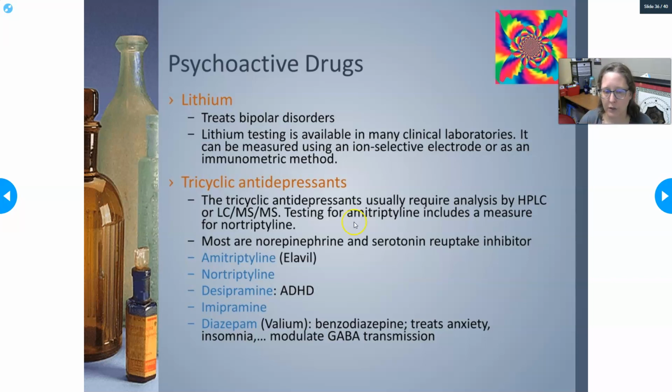their feel-good effect longer. So of those, we have amitriptyline, which is known as Elavil, nortriptyline, desipramine, which is used to treat ADHD, imipramine, and diazepam, which is Valium, which is a benzo, and it's used to treat anxiety and insomnia, and it modulates GABA transmission.